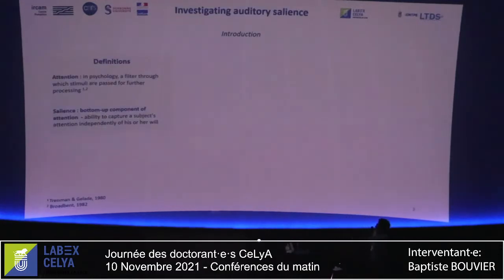So what do we speak about when we are talking about auditory salience? First, we are talking about attention. In daily life, we are constantly bombarded with stimuli, and we have to set a filter to select the information we will be able to process. In psychology, this filter is called attention. And salience is the bottom-up component of this filter. It is the ability of a stimulus to capture a subject's attention independently of his or her will.